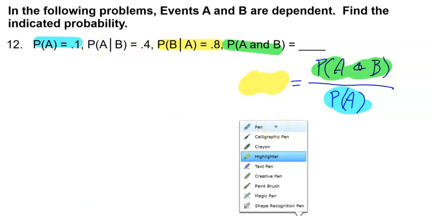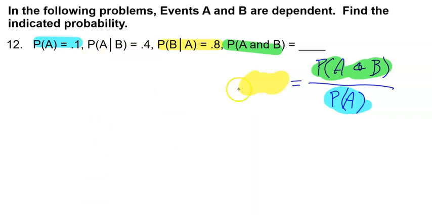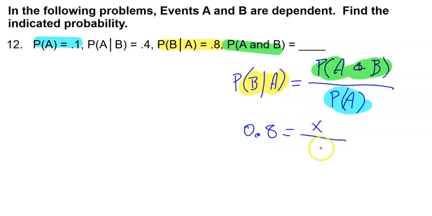I am asking you, do you know which pieces of information to use? So we have the probability of B given that A has already happened. These two always need to be the same. If A is second, you need the probability of A on the bottom. So the probability that B will happen given that A has already happened is 0.8. The probability of A and B is what I'm looking for, so I'm going to call it X, and this is 0.1.